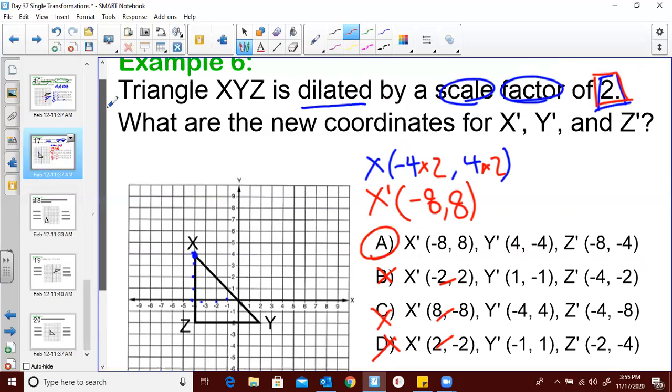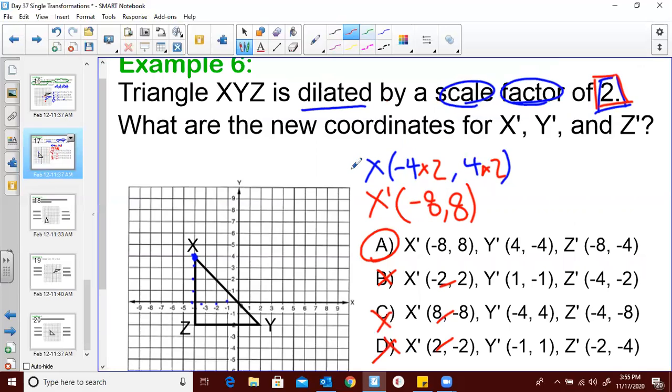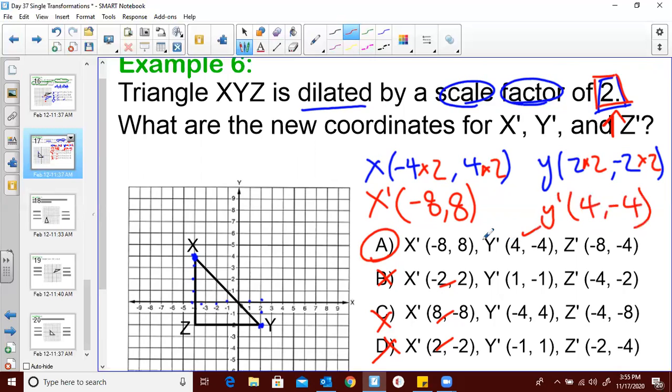But we want to check another point. Let's do y. We know y is going to be 1, 2, and then down 1, 2. So y is 2, -2. Well, again, we're going to multiply both of these by our dilation factor, which is 2. And our y prime will become 4 times a -4. You see that checks out, and A is, in fact, our answer.